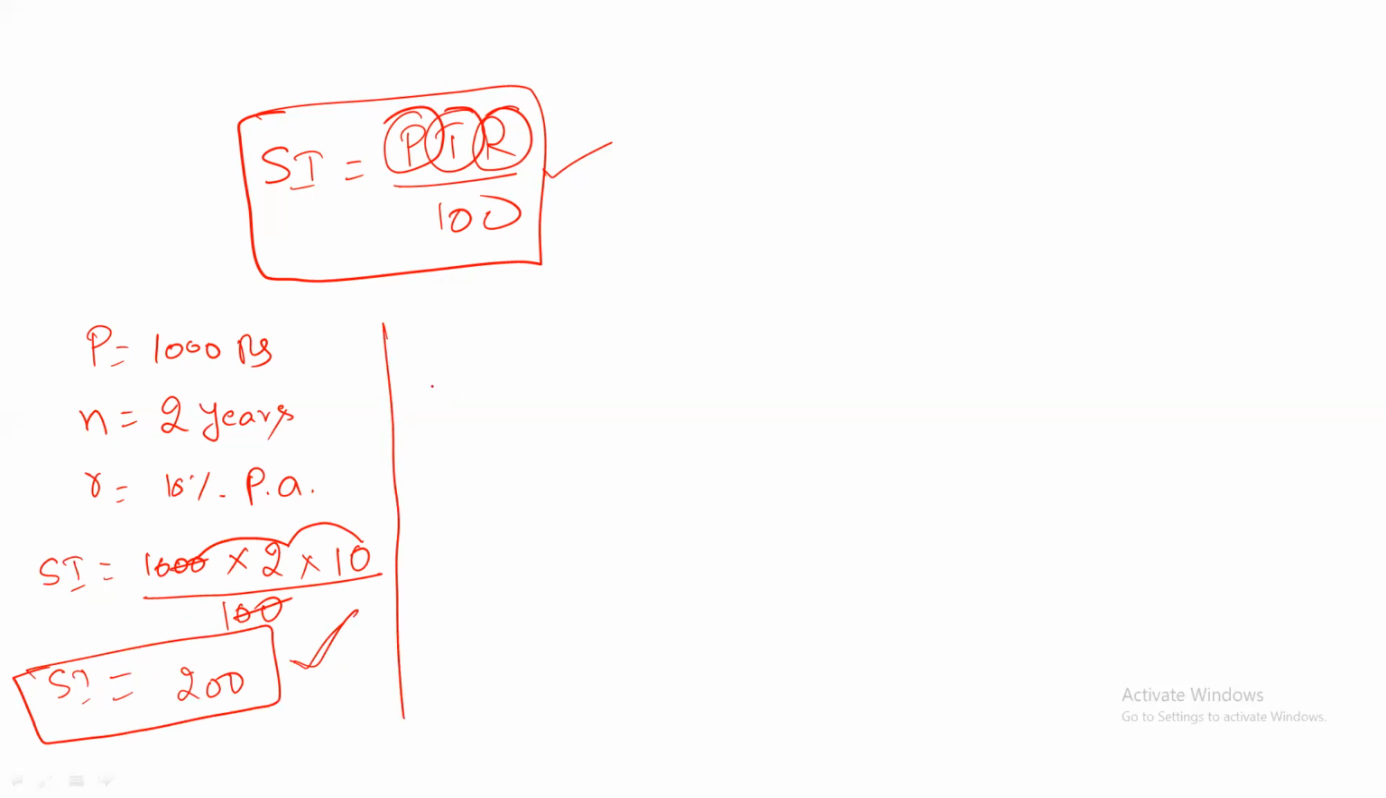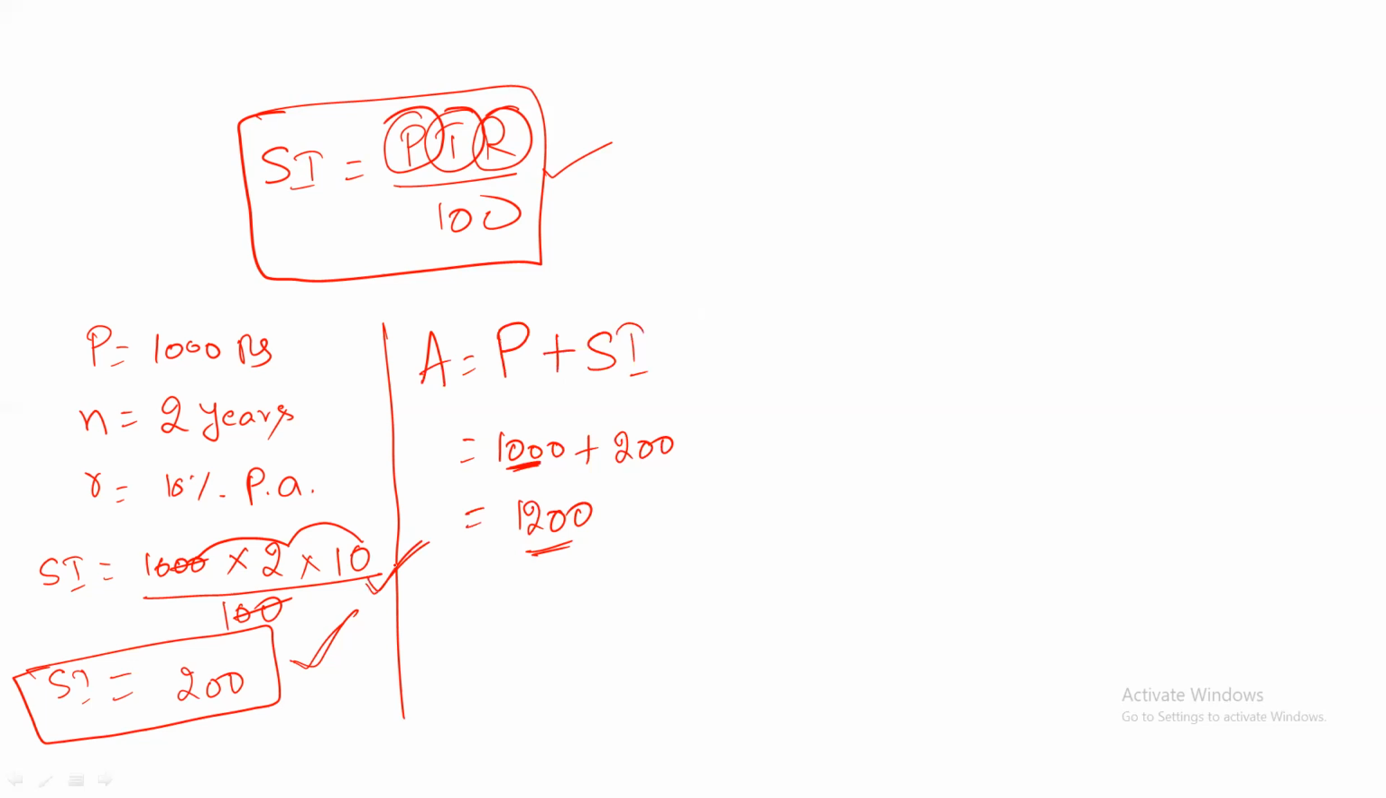Sometimes they will ask you to calculate the total amount you need to return. Total amount is the principal amount plus simple interest. What is the principal amount? I borrowed 1,000 rupees from my friend, and 200 extra because I used that 1,000 rupees for 2 years. So the total amount I need to return after 2 years is 1,200. Always remember, total amount is principal amount plus interest. This is completely based on the formula.